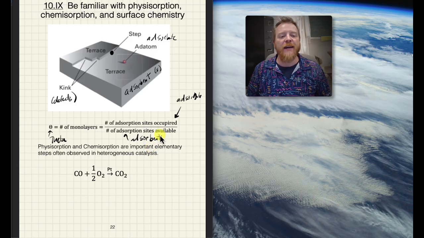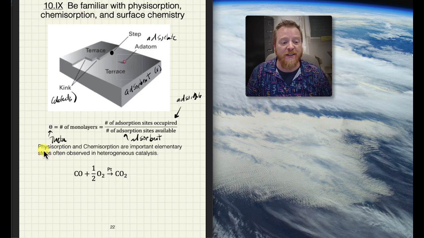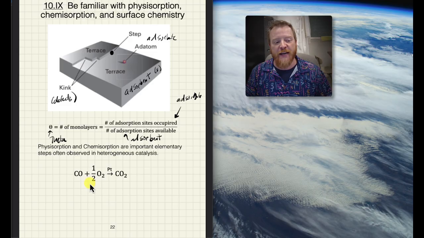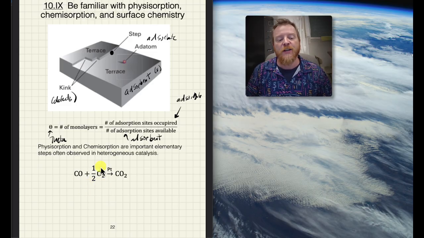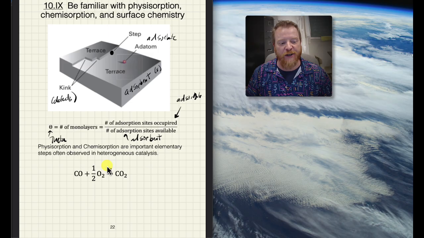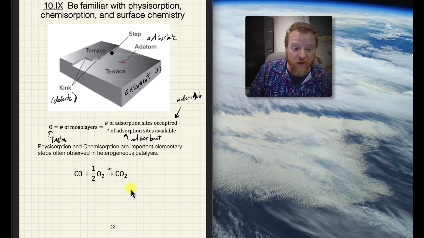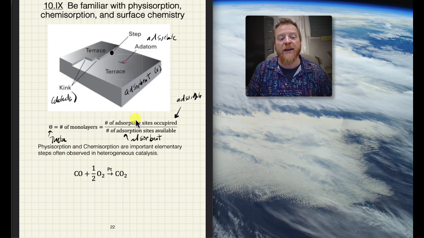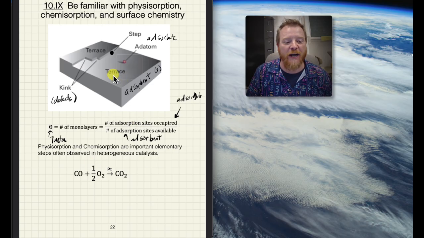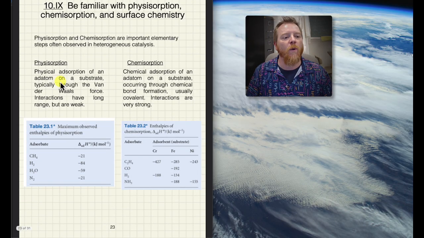And we can divide this type of adsorption into two main classes, physisorption or chemisorption. And those are often really important elementary steps observed in heterogeneous catalysis. So for example, in this reaction here, the elementary step of carbon monoxide reacting with O2 over a platinum catalyst to form CO2, this occurs in this heterogeneous catalysis way. So a CO molecule has to land on this surface in order for this reaction to be catalyzed in this heterogeneous way.